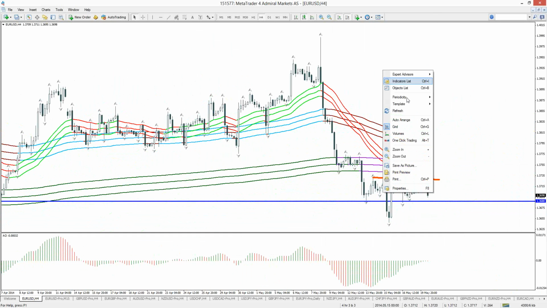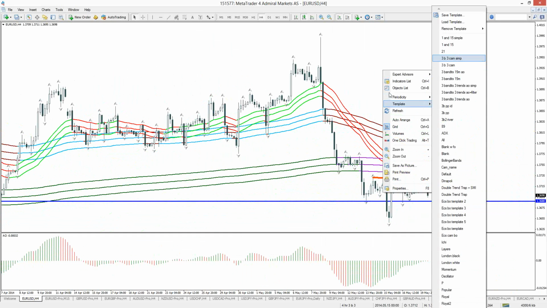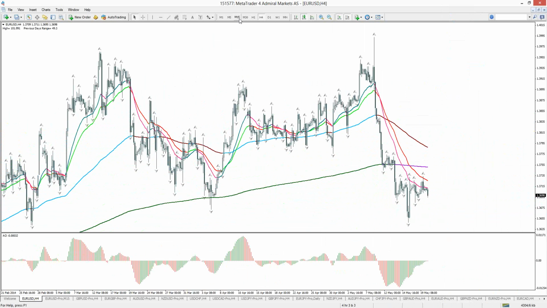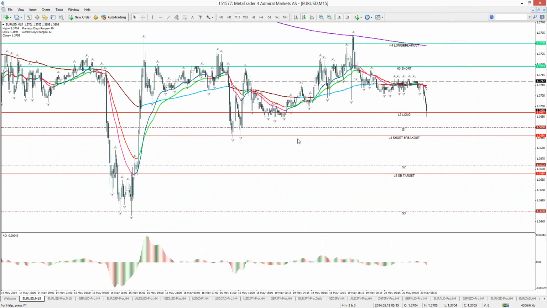So I'm curious how our Camarilla template would be looking. Let's take a look on the 50-minute chart now together. What is it saying? It's saying actually the same, isn't it? It's saying L4 short breakout at 136.86. So there is that confluence there for downside below that level.